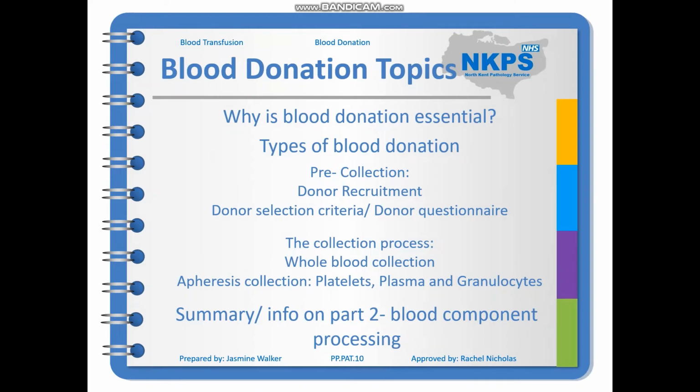So going through it, the topics that we're going to cover are why blood donation is essential, the types of blood donation, pre-collection and the collection process, a summary, and then in part 2 we're going to go through the blood component processing. So this first part of the presentation is going to be a lot more generic and just information on the donation process and how important it is, and the second part is going to be more going into the science and how we actually take your blood donation and it's separated out into the different parts.